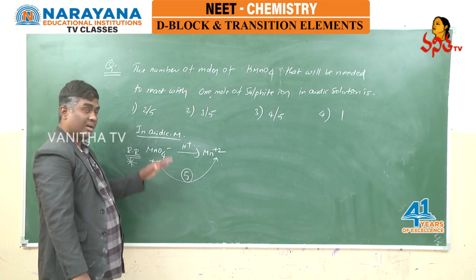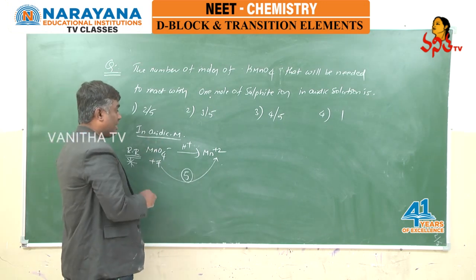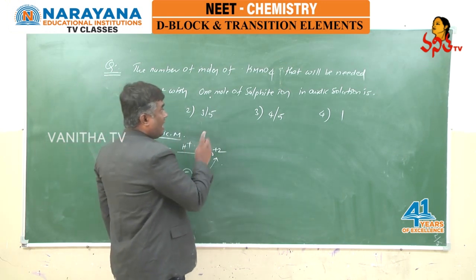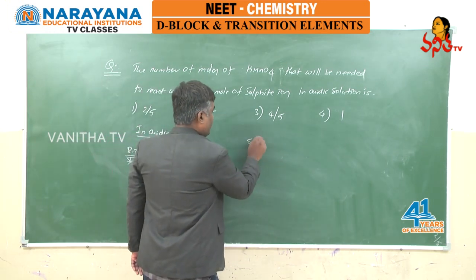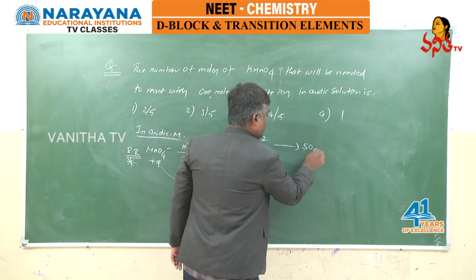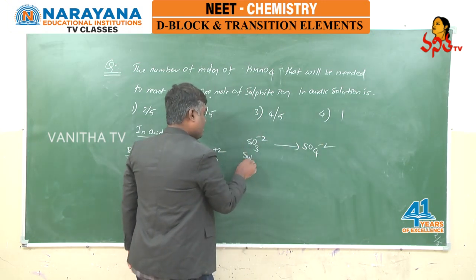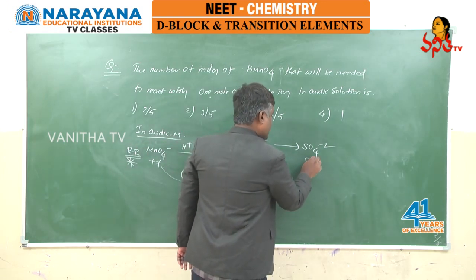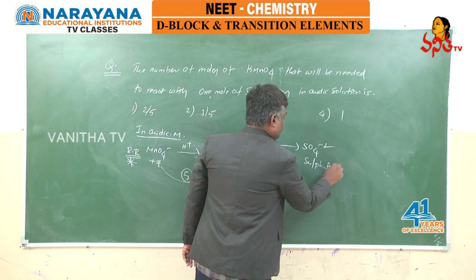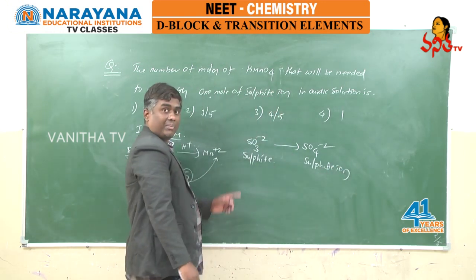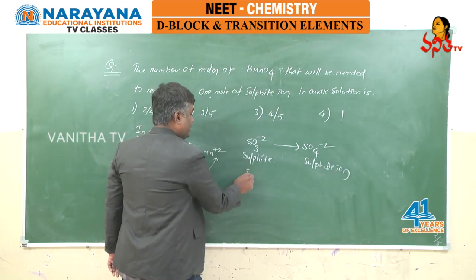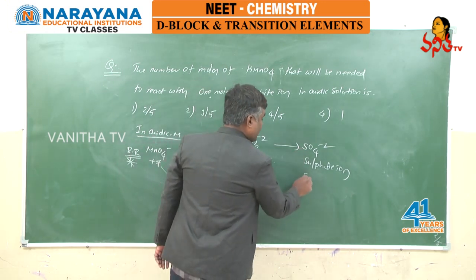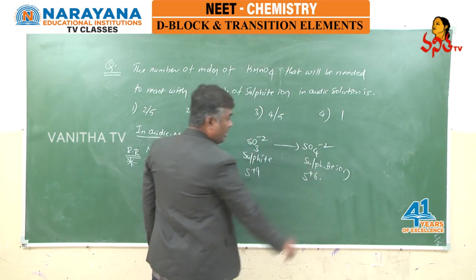Because there is a decrease in the oxidation number. And we know that in acidic medium, KMnO4, or you can say MnO4⁻, oxidizes SO3²⁻ into SO4²⁻, meaning the sulfite ion is oxidized to sulfate ion. In the form of sulfite ion, sulfur is exhibiting +4 oxidation state, whereas in the form of sulfate ion, sulfur is exhibiting +6 oxidation state.